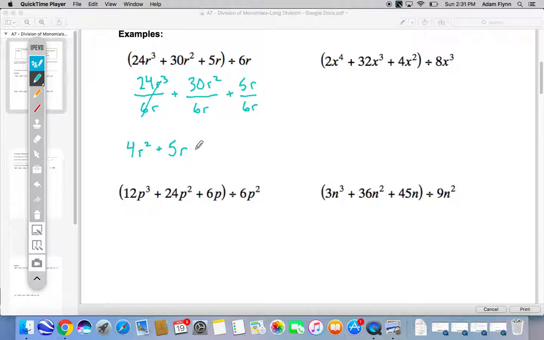Then last but not least, 5 divided by 6, that can't be simplified, so I'll leave it as 5/6, or 5 over 6. And r divided by r, that cancels. So my final answer would be 4r squared plus 5r plus 5/6.